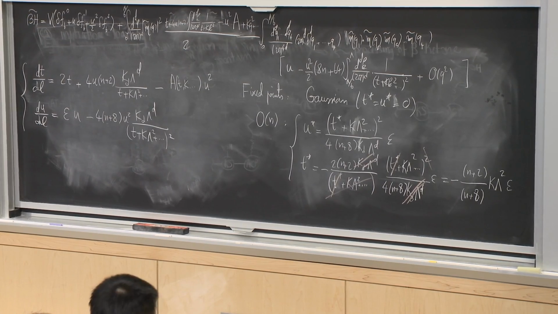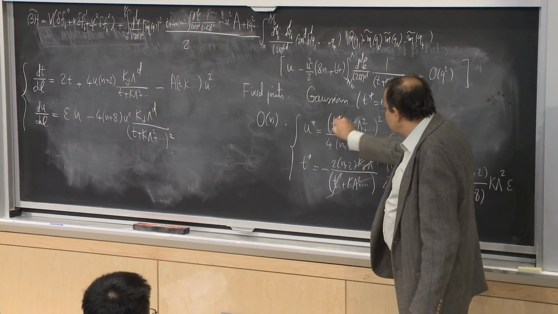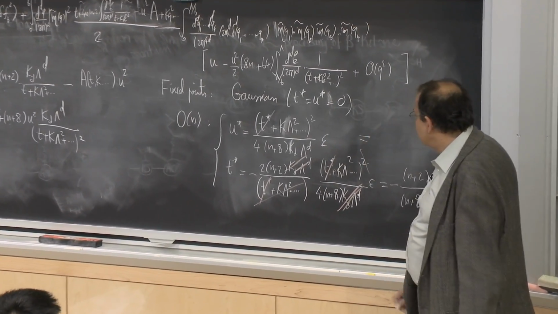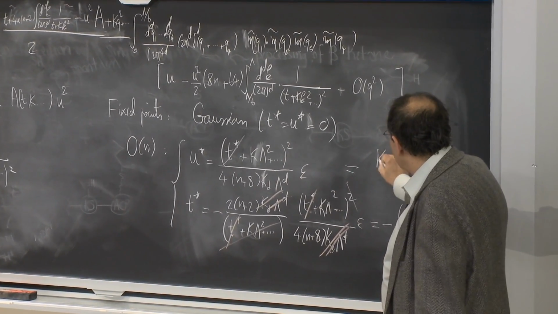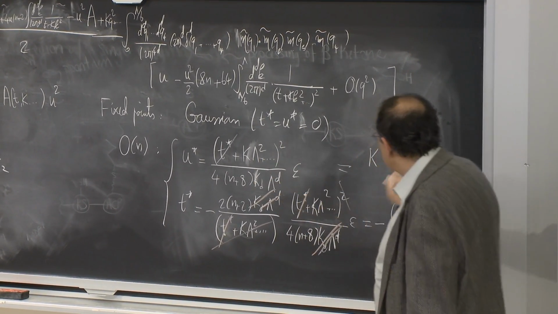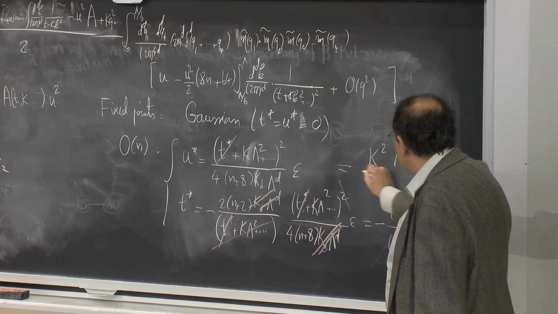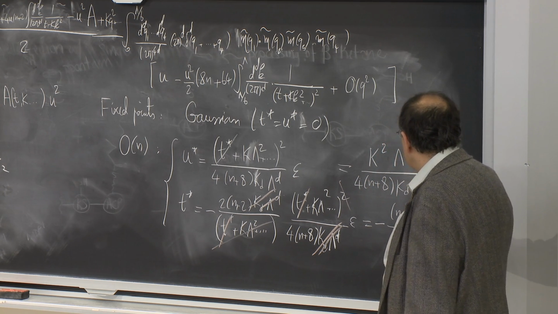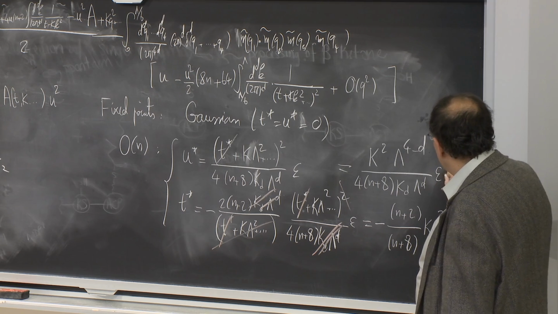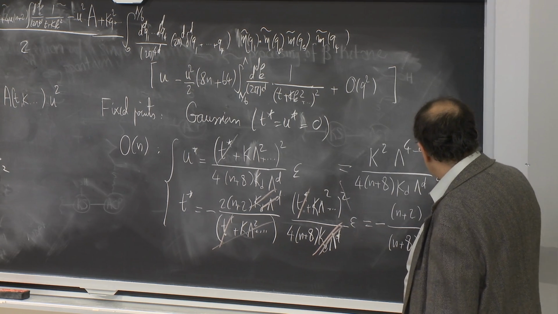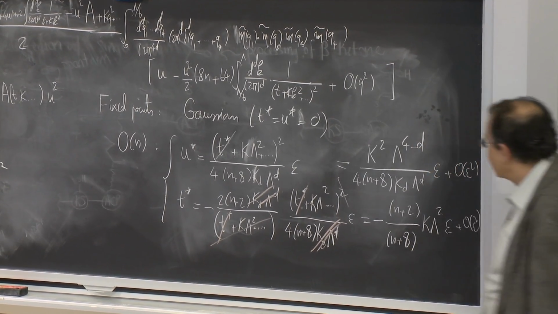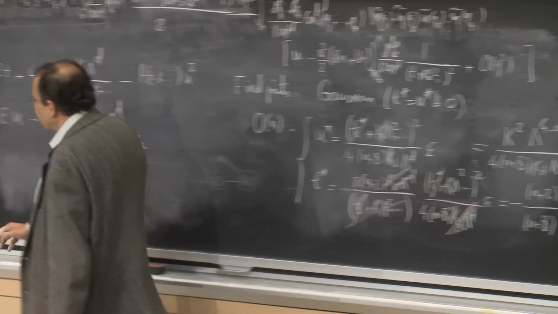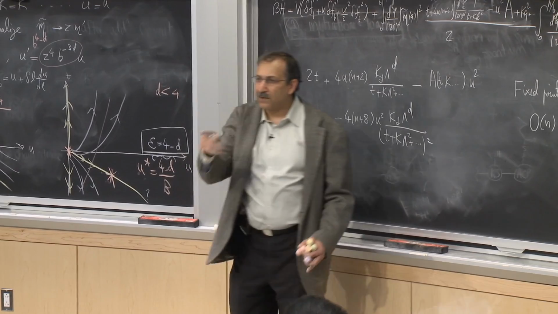Okay? And similarly over here, I can get rid of t star because it's already order of epsilon, and I have epsilon out here. So the answer is going to be k squared lambda to the power of 4 minus d divided by 4n plus 8 K_d lambda to the d, presumably both of these plus order of epsilon squared. Okay? So you can see that as anticipated, there is a fixed point at negative 2 t star and some particular u star. There was a question.